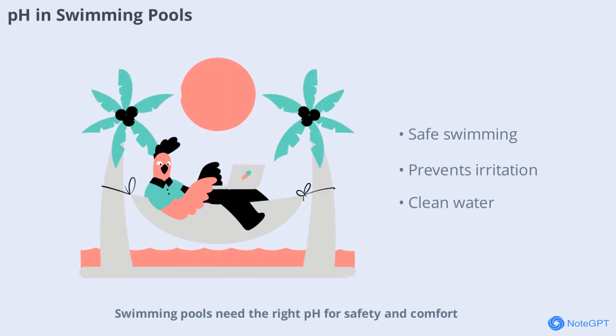Swimming pools need the right pH for safety and comfort. Low pH can cause eye irritation and damage pool equipment, while high pH can make water cloudy and reduce disinfectant effectiveness. Pool owners test and adjust pH regularly to keep water clean and safe for swimmers.